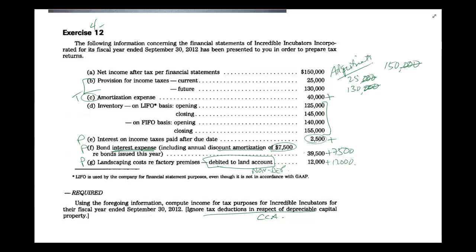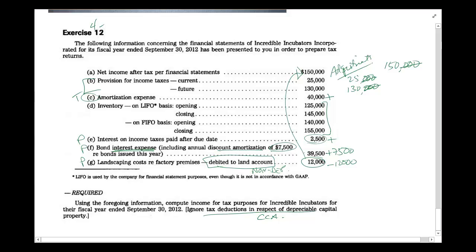Wait a minute. Oh, I read that wrong. Yeah, of course I did. What they're saying here is they debited it to the land, so this is actually not in this 150. Okay, so this is not in here. I just realized I read that wrong. Okay, so what we need to do is get rid of it. Sorry about that. Okay, so everybody clear? Landscaping costs, re the factory premises, has not been deducted from income. We need to deduct it because it is specifically allowed by section 20(1), and so we need to deduct it to get to our number. Okay, so that's how that works.